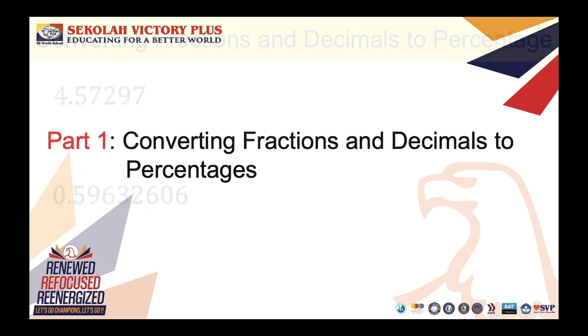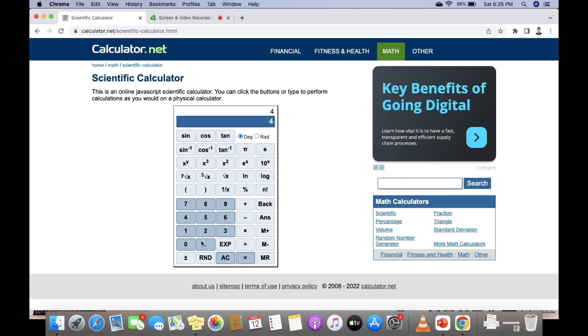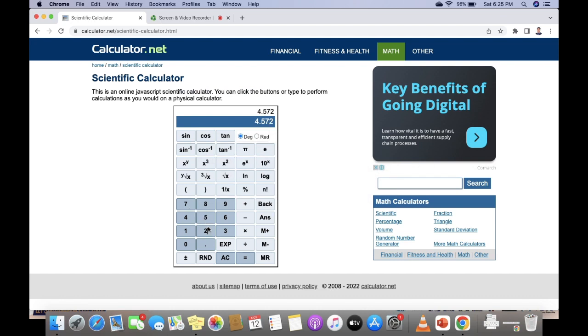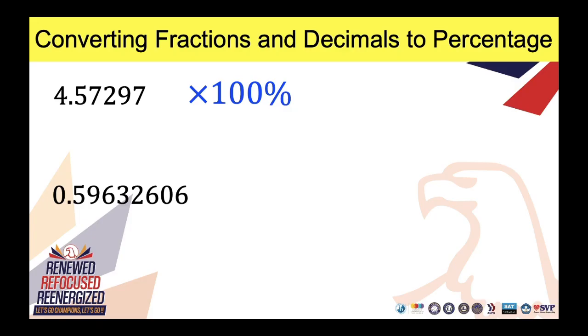All right. So please recall that when you convert decimals to percentage, all you have to do is just multiply the decimal by 100%. Okay? So using your calculator, you have here 4.57297. All right? And a simple multiplication, then 100, resulting in 457.297.